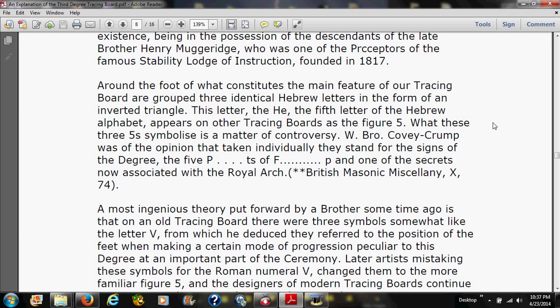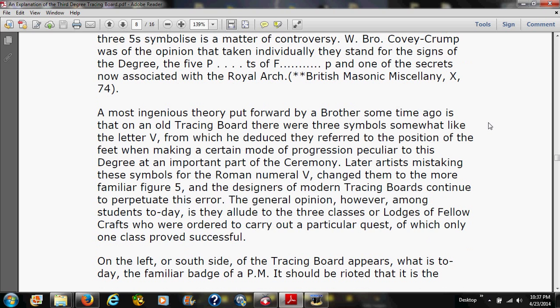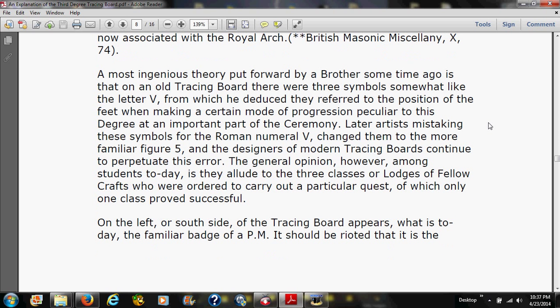Now, the most ingenious theory put forth by a brother some time ago is that on an old tracing board there were three symbols somewhat like the letter V, from which he deduced they referred to the position of the feet when making a certain mode of progression particular to this degree and an important part of the ceremony. Later, artists, mistaking these symbols for the Roman numeral V, changed them to the more familiar figure 5, and the designers of modern tracing boards continue to perpetuate this error. The general opinion, however, among students today is that they allude to the three classes or lodges of fellow crafts who were ordered to carry out a particular quest of which only one class proved successful.